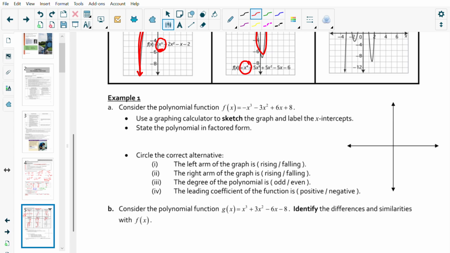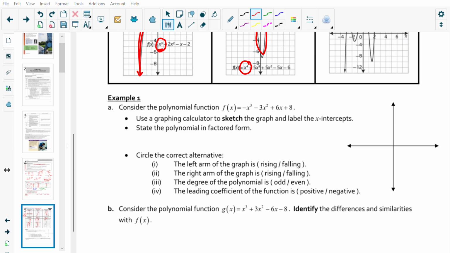Consider the polynomial function f of x equals negative x cubed minus 3x squared plus 6x plus 8. Use a graphing calculator to sketch the graph and label the x-intercepts. So you use your graphing calculator. I'm going to use the Desmos graphing calculator. So I'm going to open my graphing calculator.